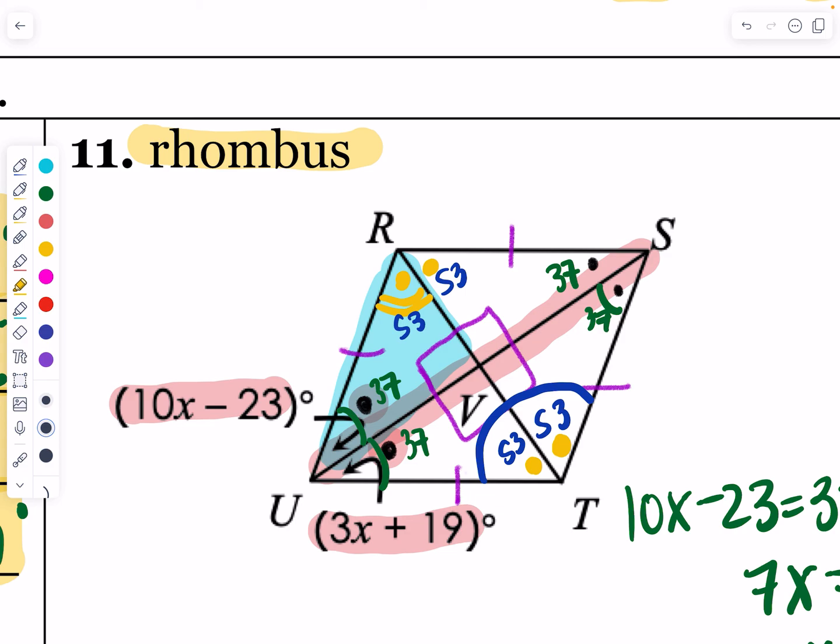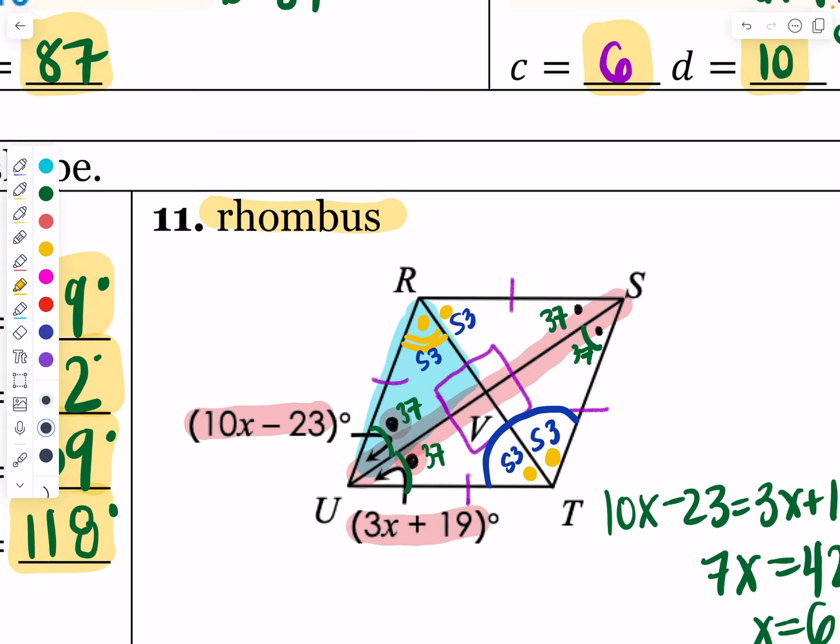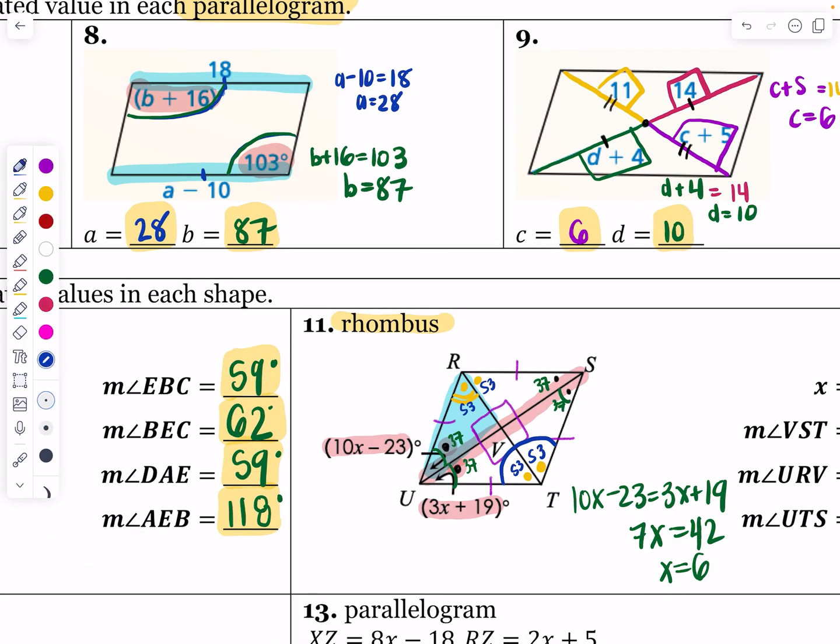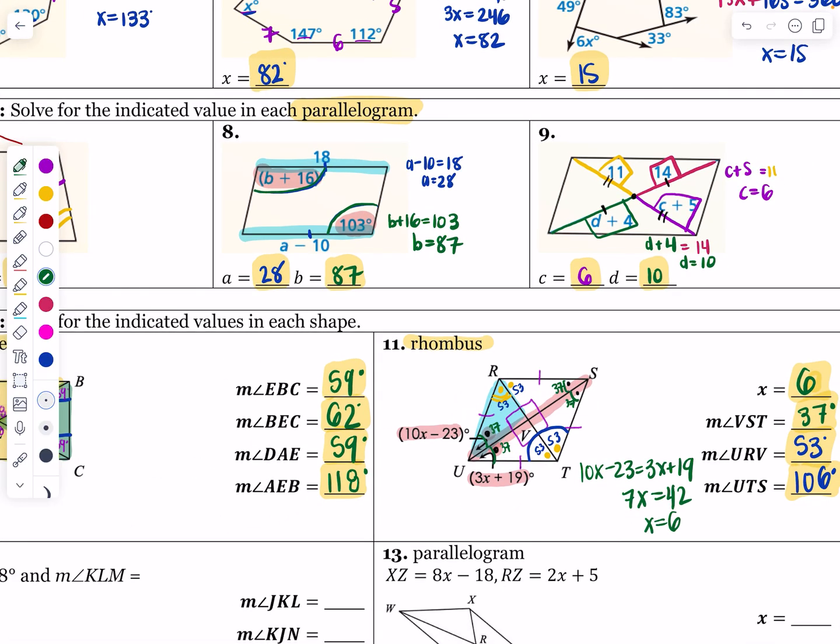4 right angles in the middle, the 53s around one diagonal on each side, the 37s around the other diagonal on each side. Okay, so anytime you see a rhombus and you see the angles marked, that's the first thing I mark is I color code it.